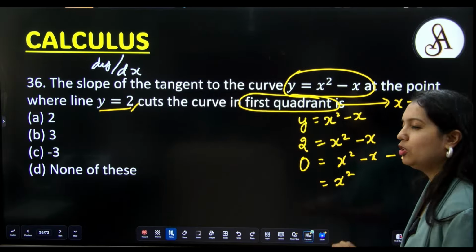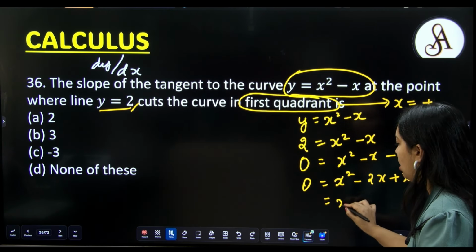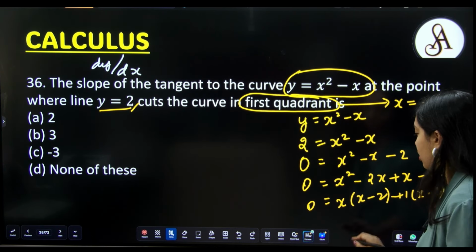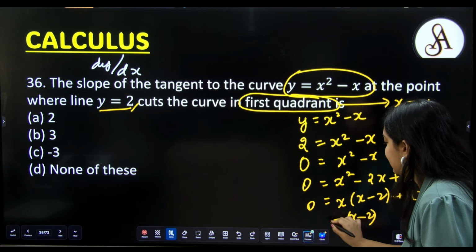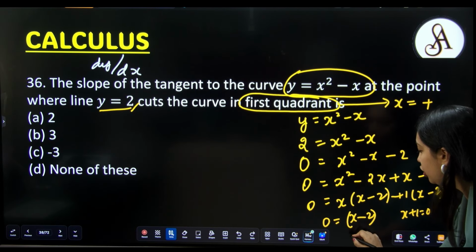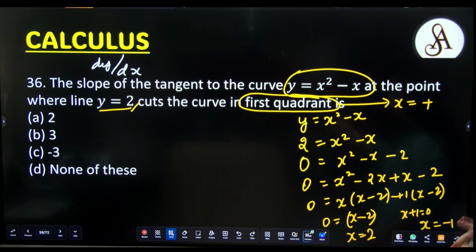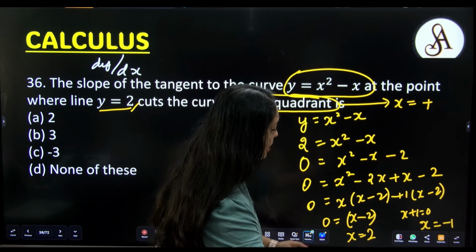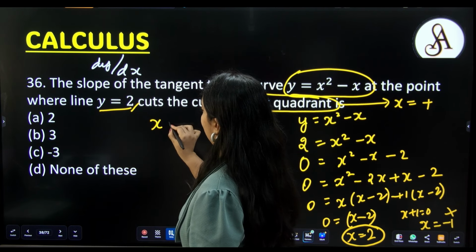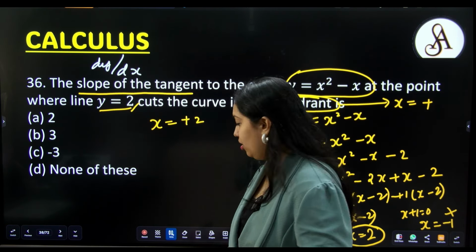I am using the factorization method: x square minus 2x plus x minus 2 is equal to 0. x of x minus 2 plus 1 of x minus 2 is equal to 0. You are going to get x minus 2 equal to 0 or x plus 1 equal to 0. Solve this. You are going to get x value as plus 2, x value as minus 1. I told you because this is in the first quadrant, your x value has to be plus 2, not this. So when I take x value as plus 2, after this they are asking us to find the slope of the tangent. How do you calculate slope?